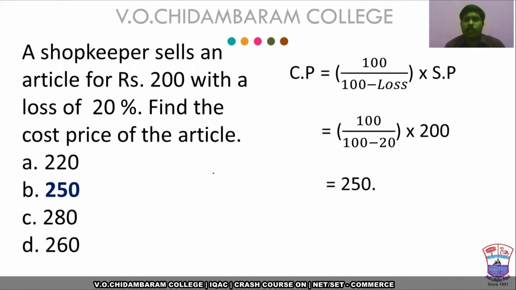And normally we use the formula cost price is equal to 100 by (100 minus loss) into selling price. So loss percentage is given as 20, selling price is given as 200. So 250 will be the answer after the calculation. When we substitute the loss and selling price in that formula, we can easily get this. So the answer is 250.